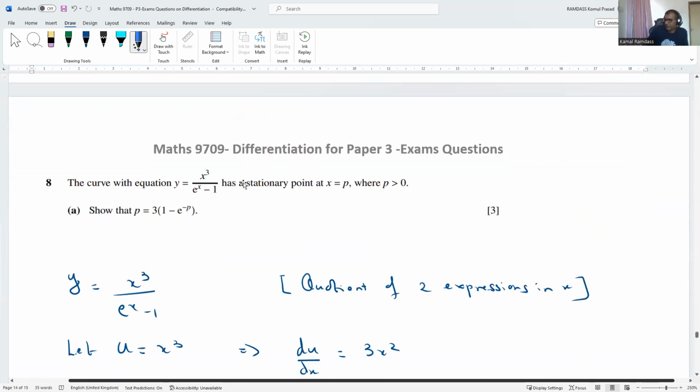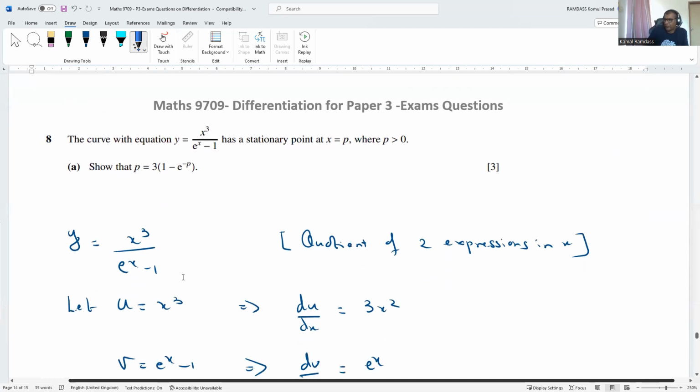Question 8, dans le même papier. The curve with equation y is equal to x cubed divided by e to the power of x minus 1 has a stationary point at x is equal to p, where p is greater than 0. Show that p is equal to 3 multiplied by 1 minus e to the power of minus p.